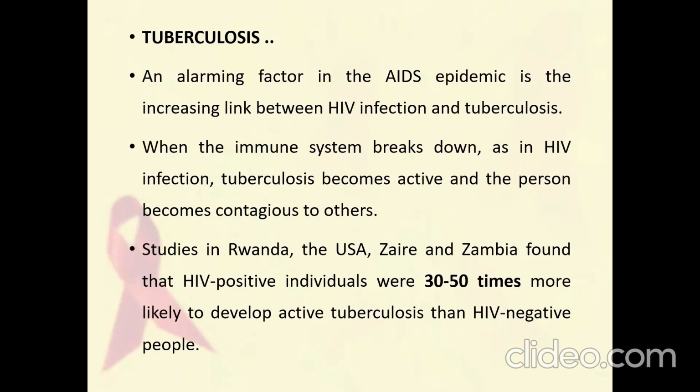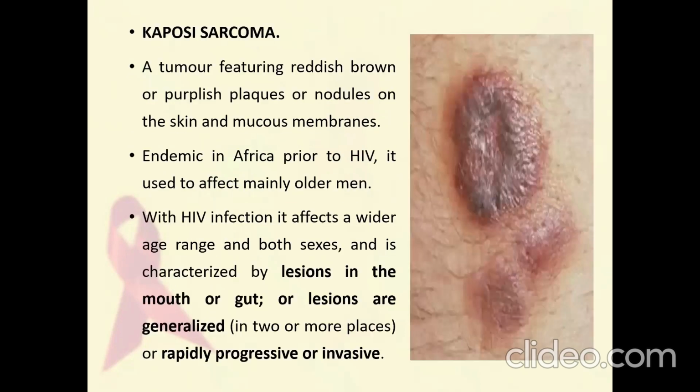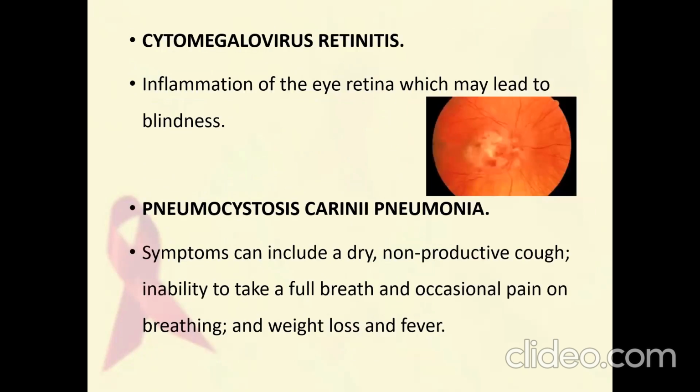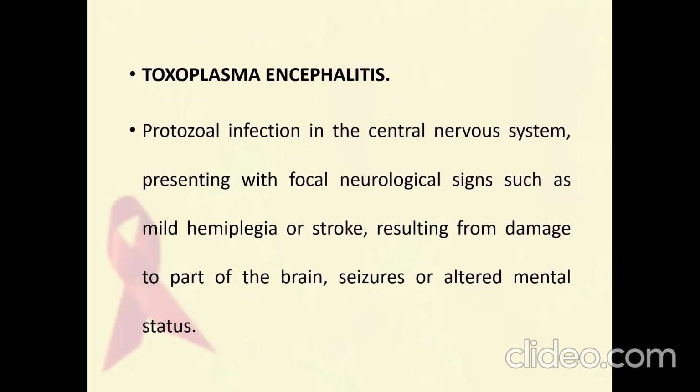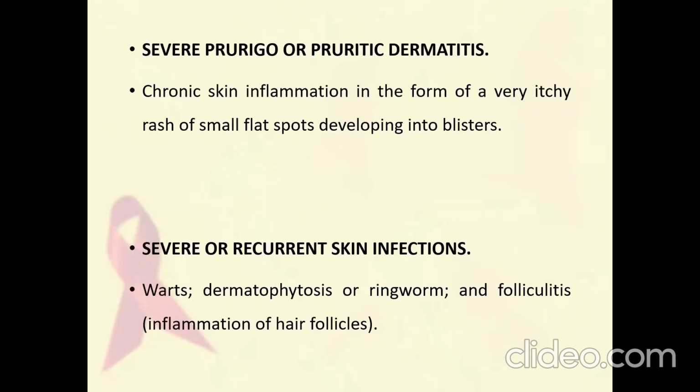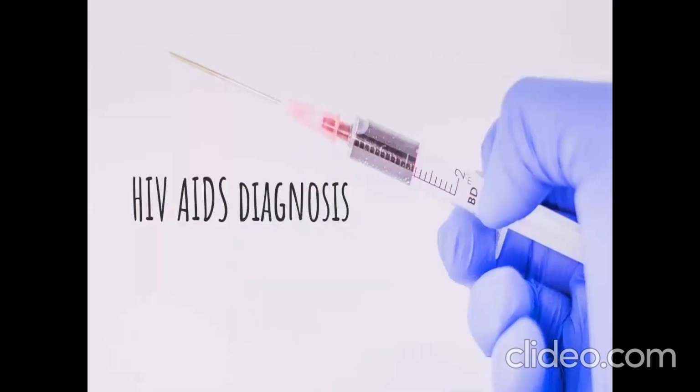The common opportunistic infections are tuberculosis, persistent generalized lymphadenopathy, Kaposi sarcoma, oropharyngeal candidiasis, cytomegalovirus retinitis, pneumocystosis carinii pneumonia, toxoplasma encephalitis, hairy leukoplakia, cryptococcal meningitis, herpes zoster or shingles, severe prurigo or pruritic dermatitis, severe or recurrent skin infections. These are the last stage.